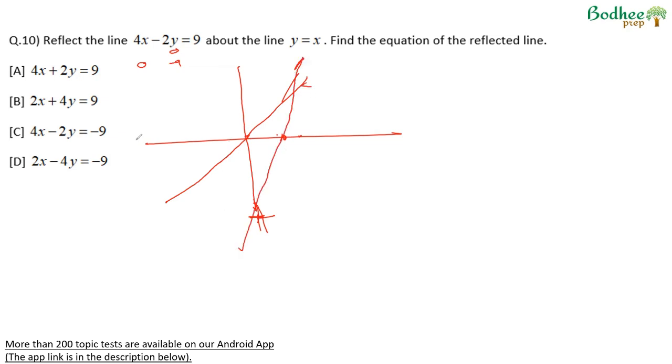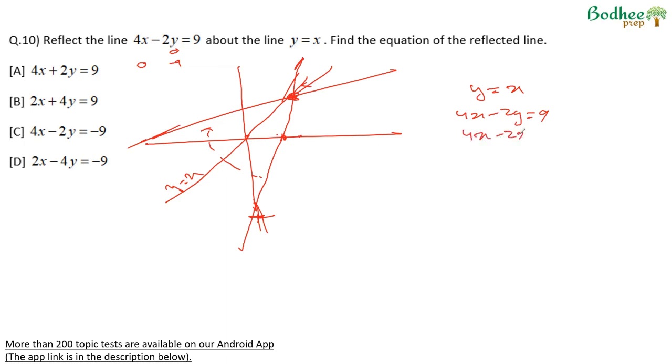When reflected about y equals x, the reflection should be something like this. So basically, this is y is equal to x. All the three lines will pass through the same point. If I look at the point of intersection of y is equal to x and 4x minus 2y is equal to 9, we can write y as x, so this becomes 4x minus 2x is equal to 9. 2x is equal to 9, x becomes 9 by 2, and therefore y will also be 9 by 2 at the point of intersection. My reflection also has to pass through this point.